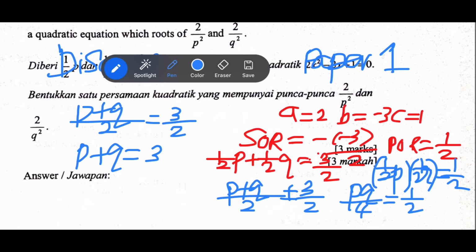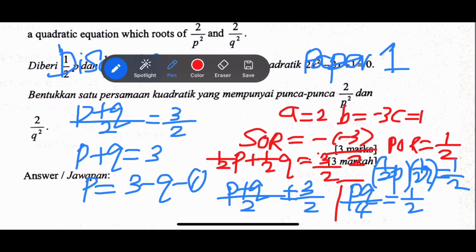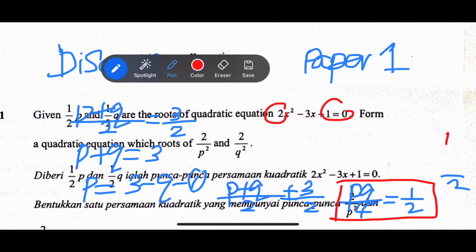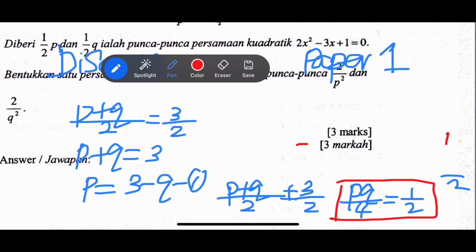So you have p plus q over 2 equal to 3/2, and you have p plus q equal to 3, because the 2 can be cancelled out. And then from there you can express p in terms of q. Hence p is 3 minus q, right? Now we are going to substitute equation number 1 into the other equation, pq over 4 equal to 1/2. We need to solve the equations simultaneously, because we need the values of p and q before we can find the new roots. After we get the new roots, then only we can form the equation.